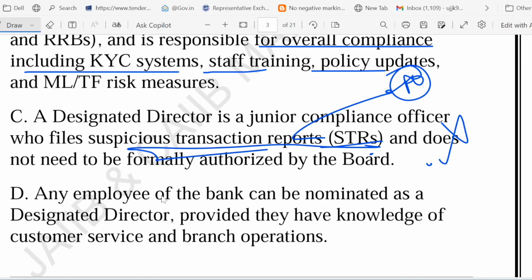It says any employee. This is wrong again. It has to be someone at the top management level, right? Not just any staff who know the customer service.